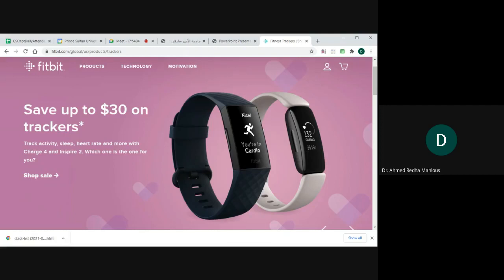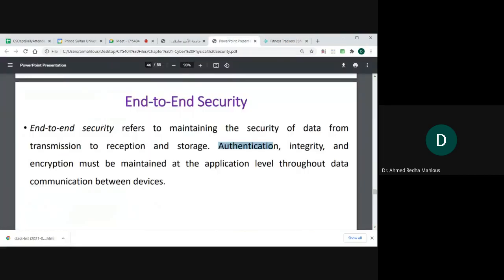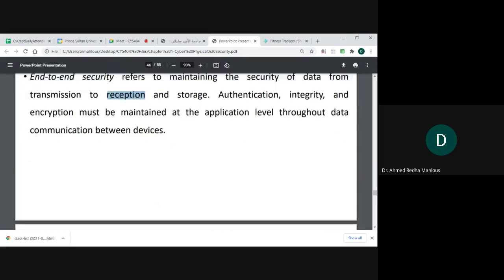In order to have a way of ensuring that if the key of one device is compromised, the other devices should not also be compromised. So this is an example of end-to-end security. What it means is you are securing the communication from one device to another device, not only the communication, as we mentioned, from transmission to reception. Okay, guys?